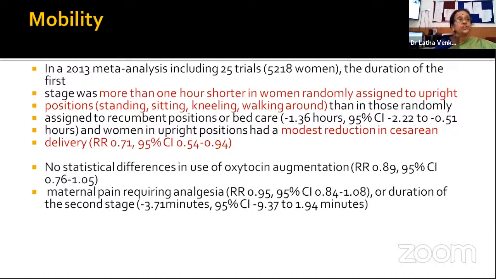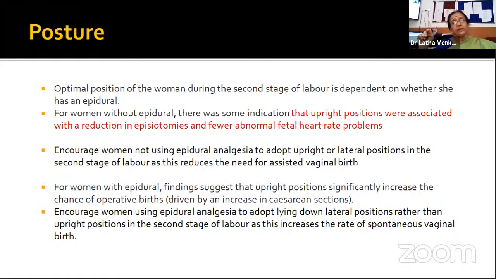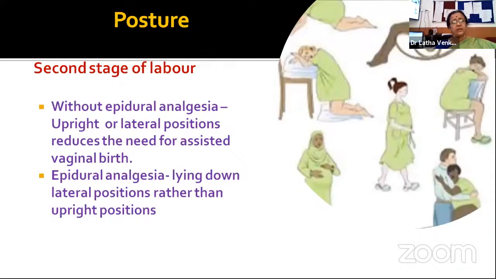Well, posture is very, very important. Upright positions, you might not be able to get proper signals if the lady is in upright position, especially if she is obese. Left lateral positions, etc., are difficult with the present CTG monitors which are available. Second stage of labor, especially without an epidural analgesia, I've told you, upright or lateral positions can be very, very difficult, and we will be constantly worried about whether the baby is doing all right or not.